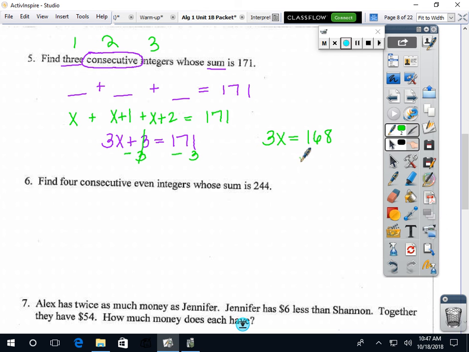And now what's the last step, Ty? How do we now get x by itself? We're right here.